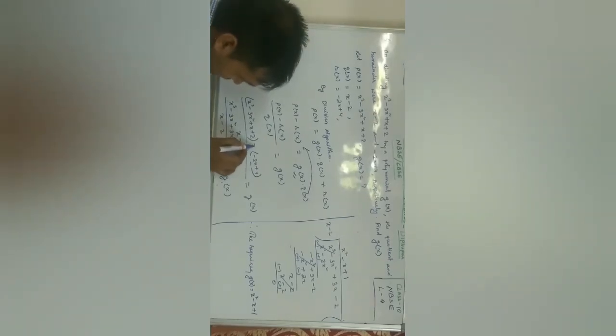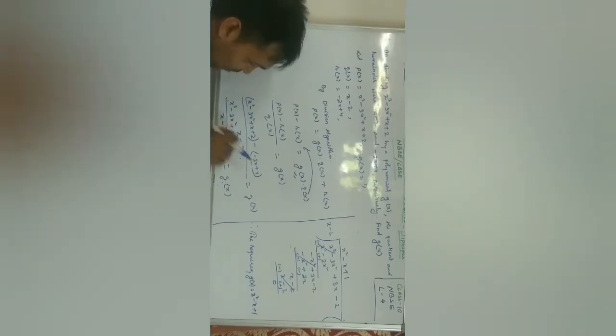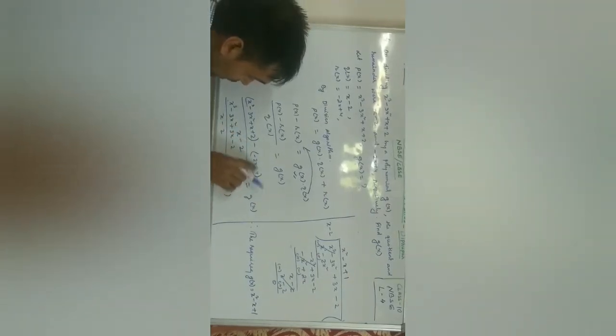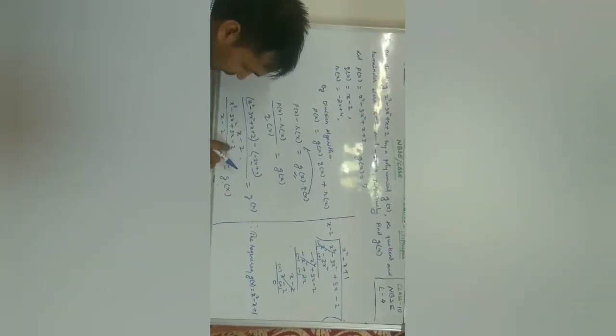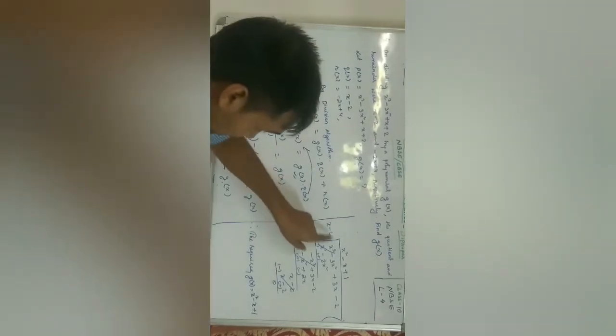Now what we have done? We have changed the sign. Since the space is less, I have removed one step. See, minus into minus becomes plus. So plus 2x and x becomes 3x. Then minus into plus, minus 4x plus 2. So it will be minus 2 divided by x minus 2 is equal to g of x. That means this whole thing we are going to divide by x minus 2.